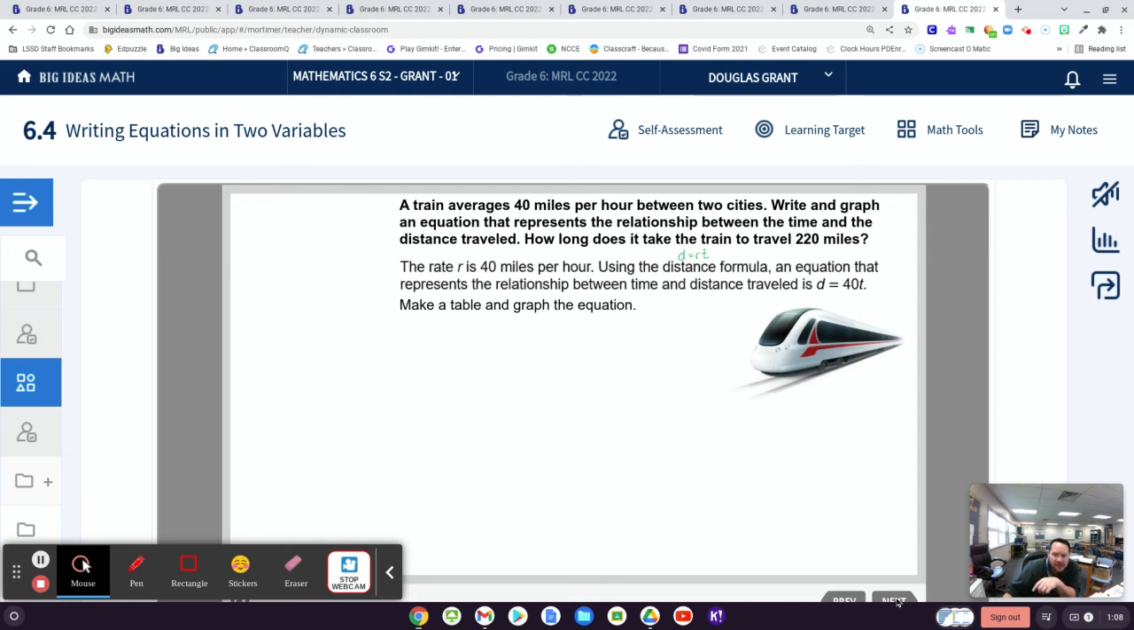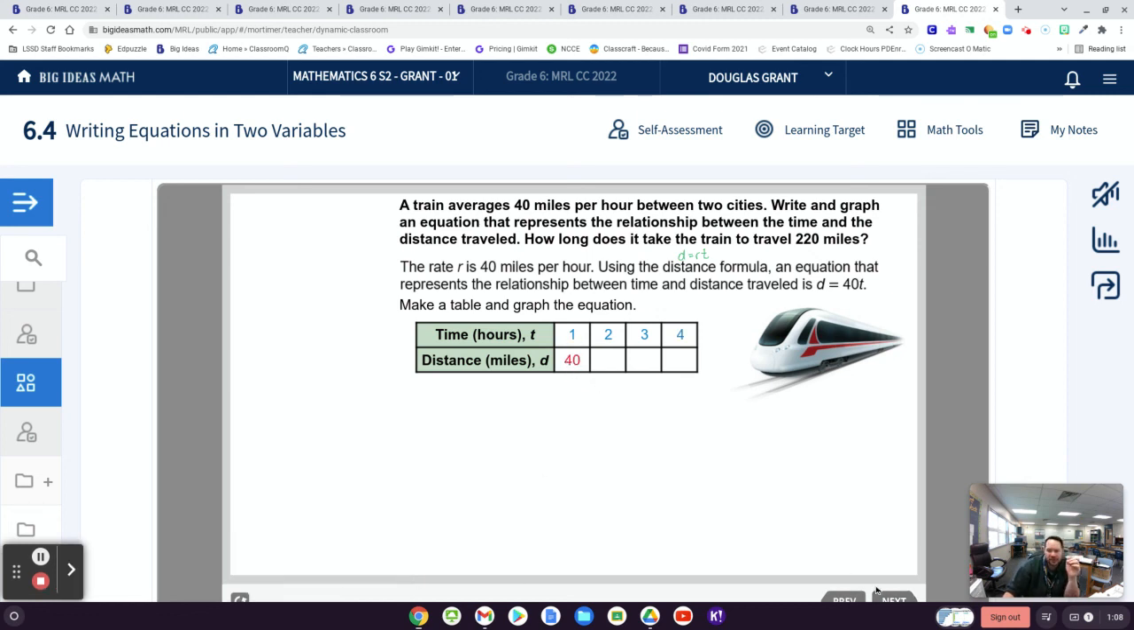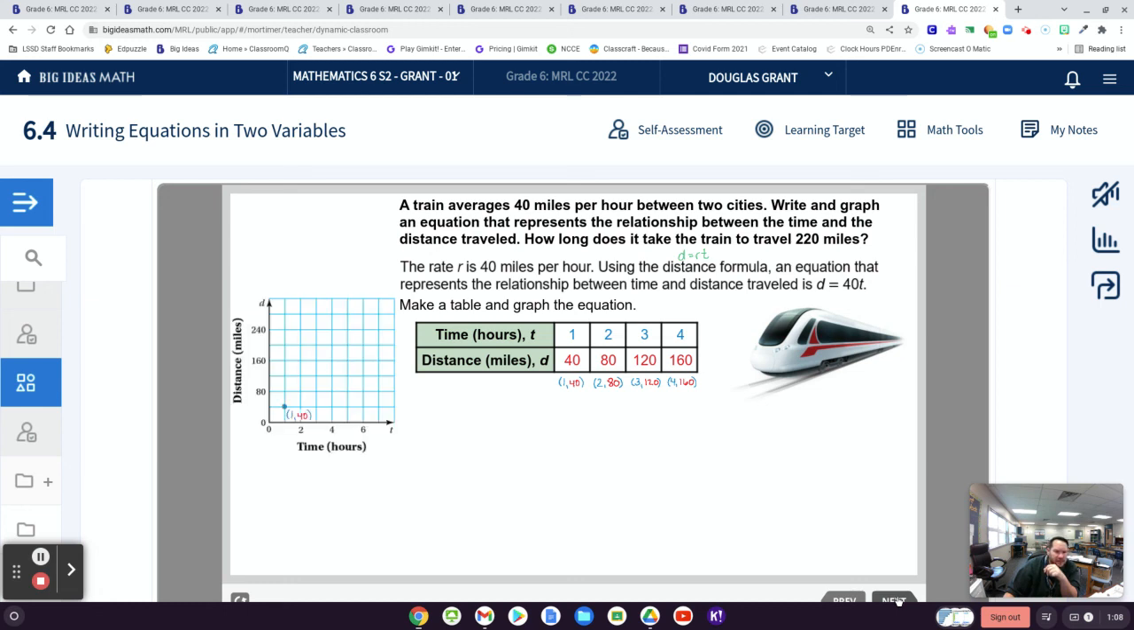Okay, so to solve that without a graph, you would just do 220 divided by 40. This one wants to get us from a graph. So the way you could graph it is in 1 hour, it goes 40 miles, 2 hours is 80 miles, 3 hours, 120 miles, 4 hours, 160 miles. You would then graph it. Bam! Look at that, lovely. You'd then use a ruler to connect the dots. And then you could use this graph to figure out how long it takes to go 220 miles.